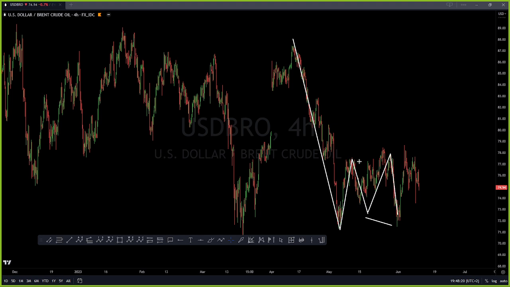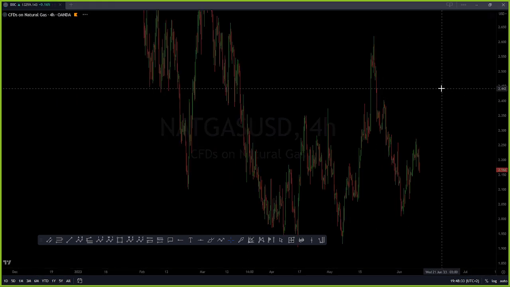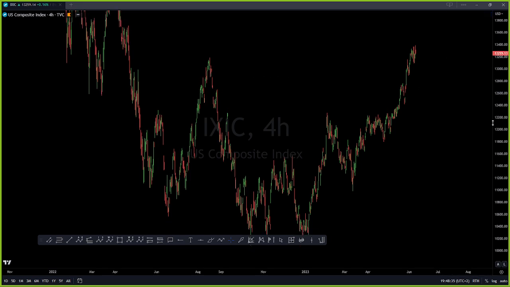This being an expanding flat corrective structure here, this being your ABC. So we are looking at this, that it should still continue with this drop to the downside. Every time this gives us a move to the upside here, we're simply looking for the move to the upside.